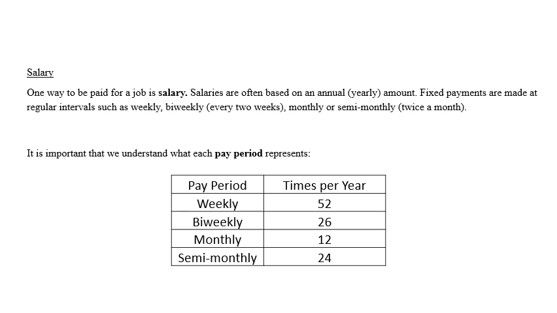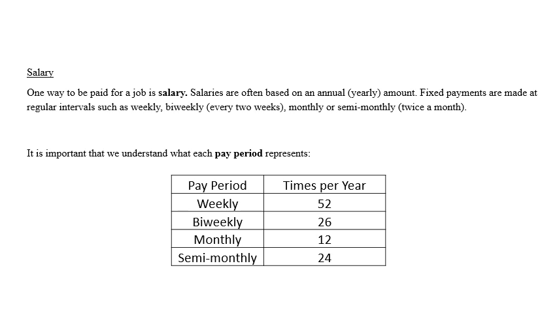First, we'll look at salary. So one way to be paid for a job is salary. Salaries are often based on an annual or yearly amount. Fixed payments are made at regular intervals such as weekly, bi-weekly, which means every 2 weeks, monthly, or semi-monthly, which means twice a month. There are some other options to be paid, but those are the most common.